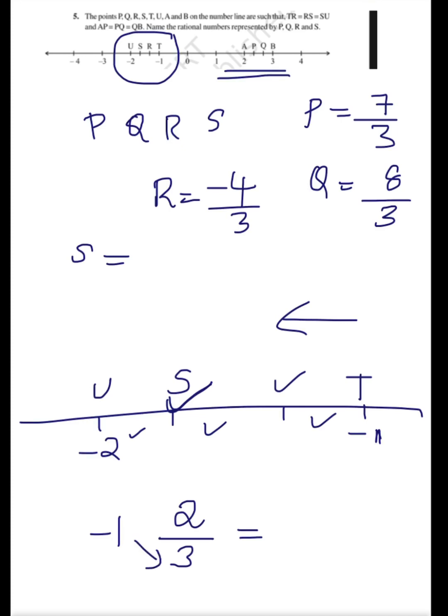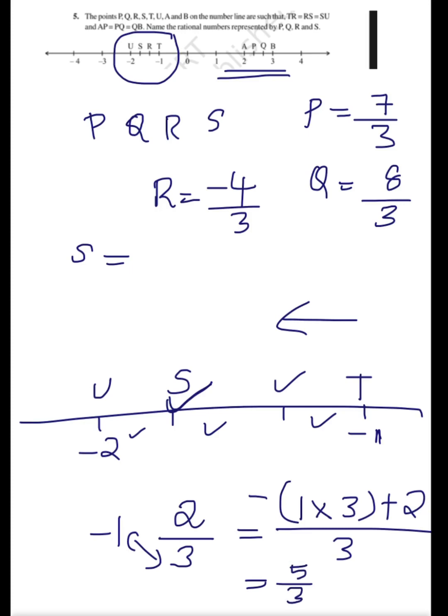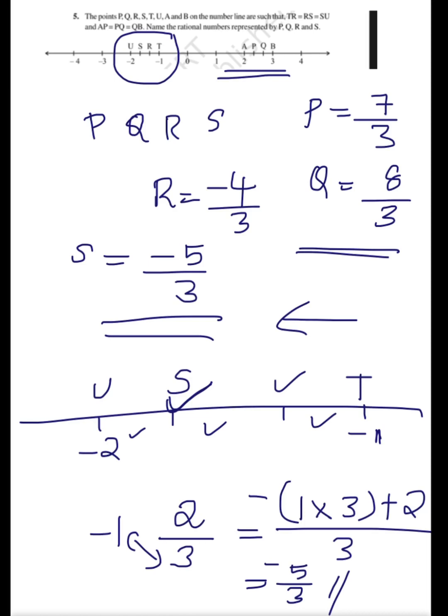That means you have to multiply 1 into 3 plus numerator, divided by the same denominator. So the answer will be 1 into 3 is 3. 3 plus 2 is 5. So 5 by 3, and you need to put the negative sign. So our answer will be -5 by 3. Okay, so S is represented by -5 by 3. So these are the answers: P, Q, R and S. That's all about the fifth question. Now let's see the sixth question.